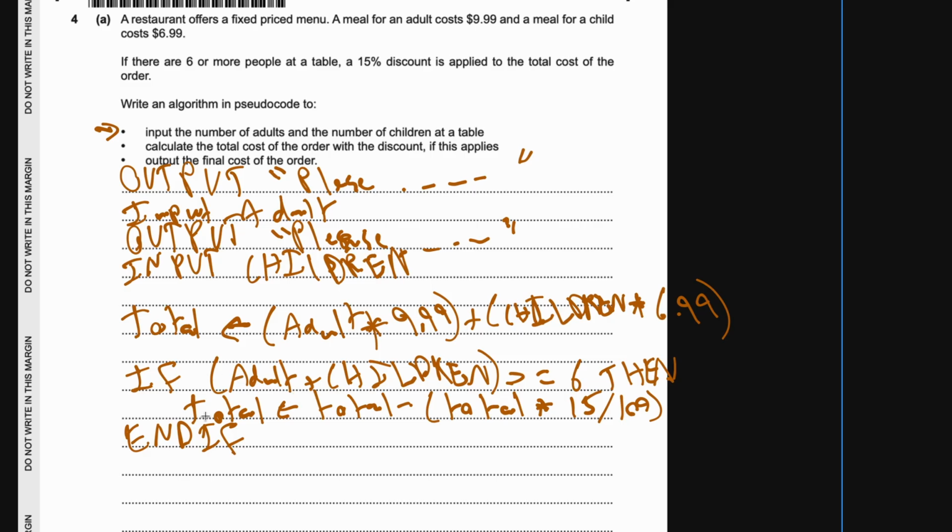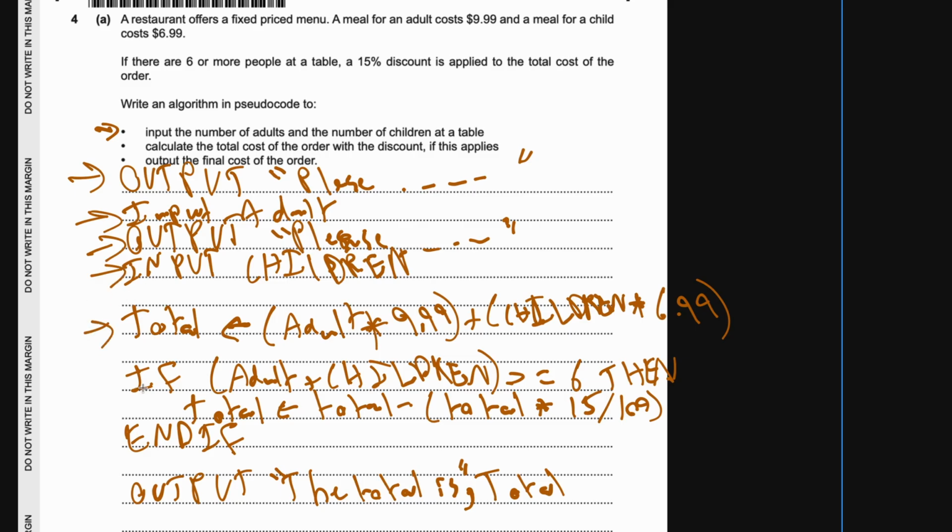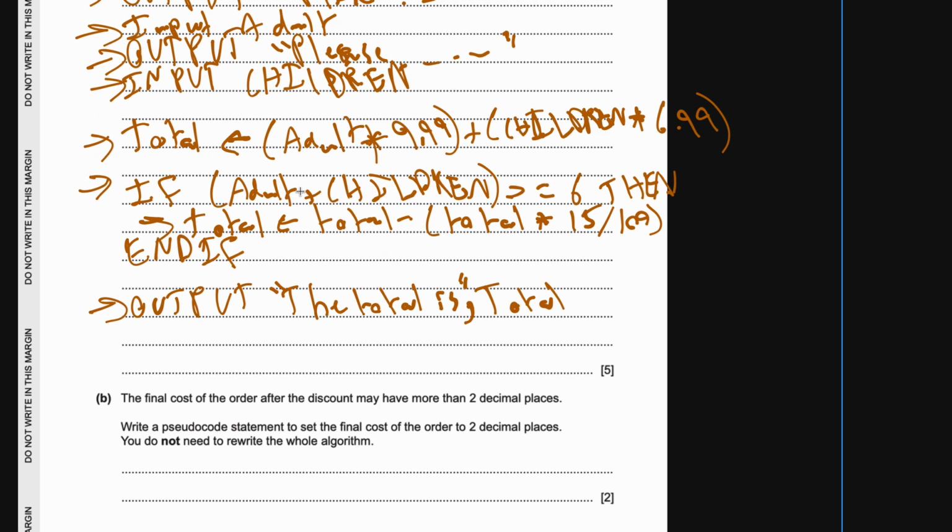If it does apply, then it's discounted by 15%. So in the end, we just need to output the final cost of the order. So output the total. That is it. This is how we're going to do it. Just prompt input, and then calculate the total. Check using an if statement if the discount applies, and if it does, we're going to calculate the new total, and then we're going to output that total. Very simple stuff.